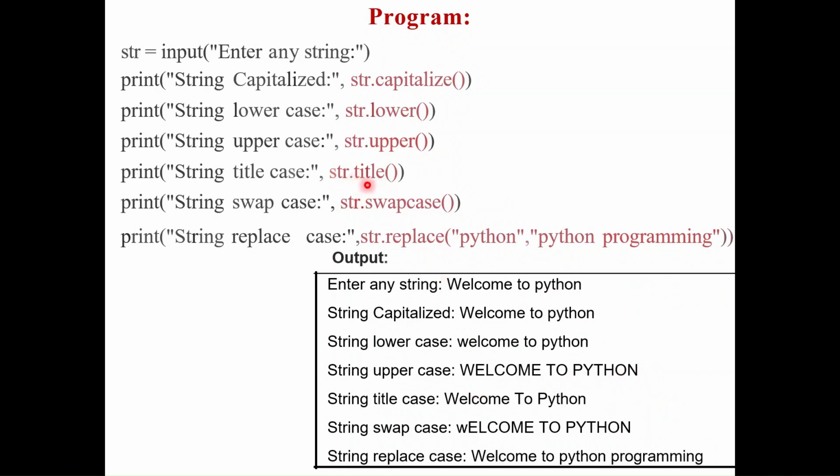Then the next function is title. This will convert the first letter of every word to uppercase. So you'll get the result like this. And swapcase, this function will convert lowercase values into uppercase and uppercase to lowercase. So the first letter of the given string is in uppercase, so it is converted into lowercase, and the remaining characters are converted into capital letters. So swapcase will convert upper to lower and lower to upper.